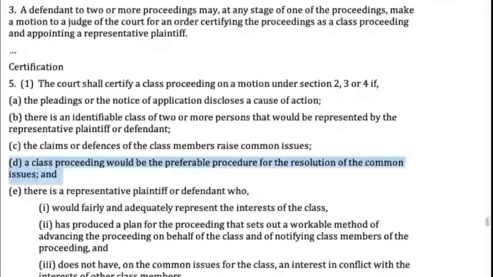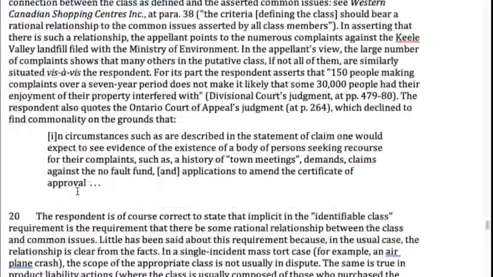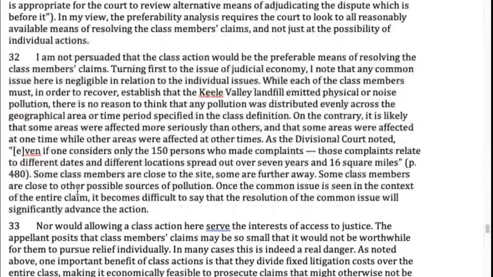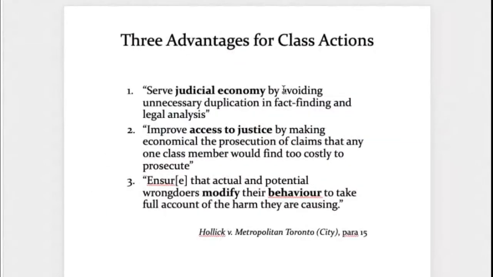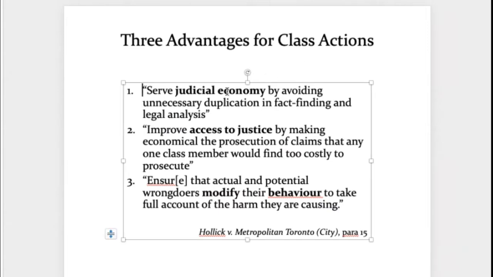Okay, so we come back now to the facts. And they're going to apply this understanding of the law to the facts, and that starts at paragraph 32. And they say that we had to do this inquiry about preferability while paying attention to the policy goals of class actions, right? So we need to think about the reasons why we have class actions in the first place in order to decide whether the class action would be preferable for a particular dispute. Judicial economy: serve judicial economy by avoiding unnecessary duplication in fact-finding and legal analysis. Improve access to justice by making economical the prosecution of claims that any one class member would find too costly to prosecute. And third, ensure that actual and potential wrongdoers modify their behavior to take full account of the harm they're causing.